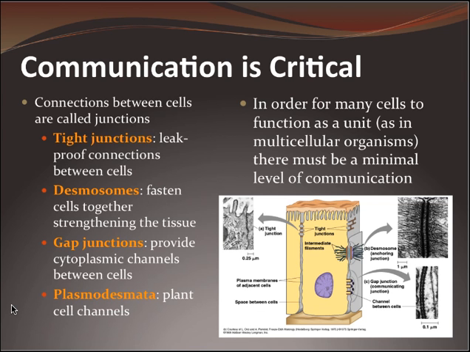First type is a tight junction. These are the leak-proof connections between cells. There are also desmosomes, which fasten cells together, strengthening the tissue. Gap junctions provide cytoplasmic channels between cells and allow cells to communicate with one another. And in plants specifically are structures known as plasmodesmata, which allow these same channels to allow two plant cells to communicate with one another.